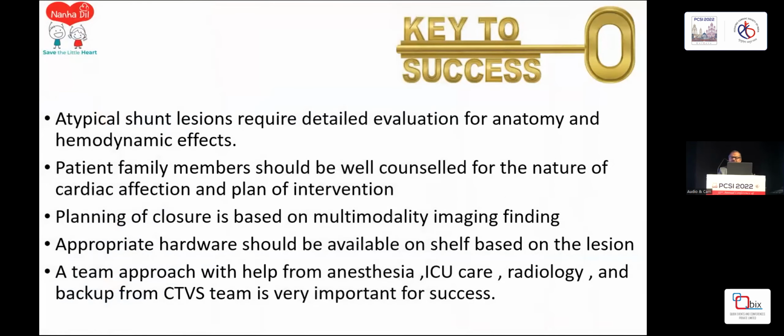So atypical shunt lesions require detailed evaluation of anatomy and hemodynamic effects. Patient's family members should be well counseled about the nature of the cardiac affection and the plan of intervention. Planning of closure should be based on multimodality imaging. Appropriate hardware should be available on the shelf based on the lesion, and a team approach. We require help from all modalities.